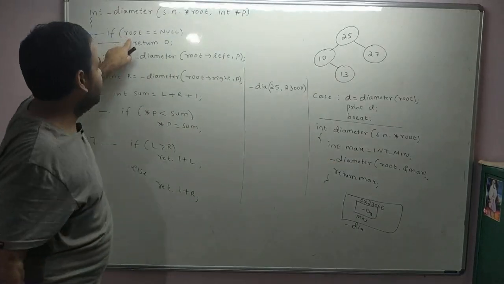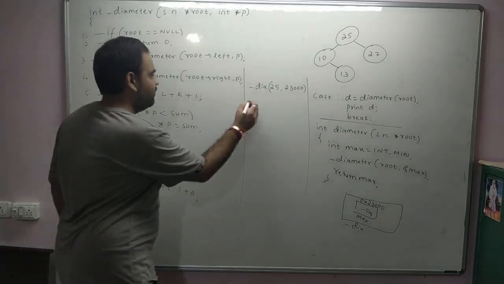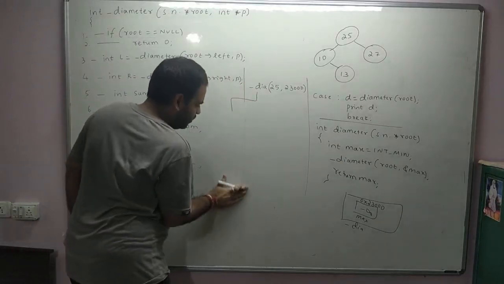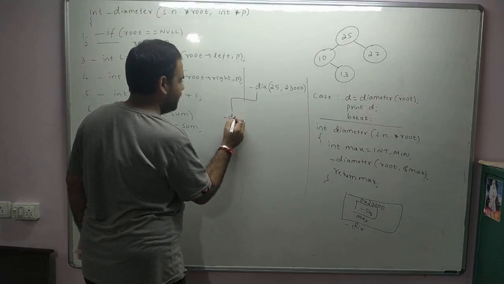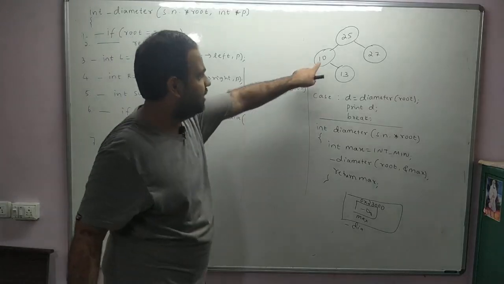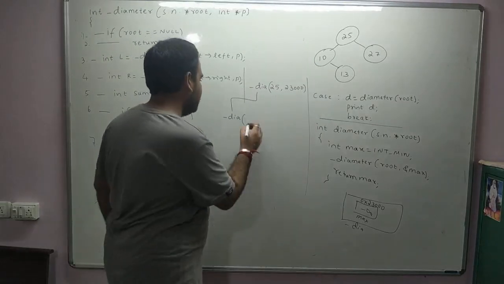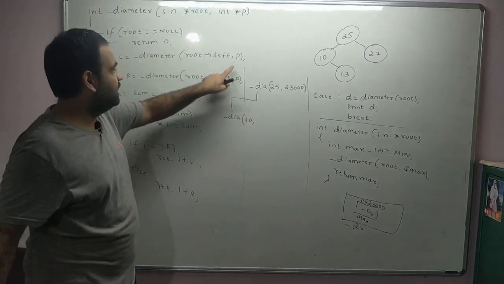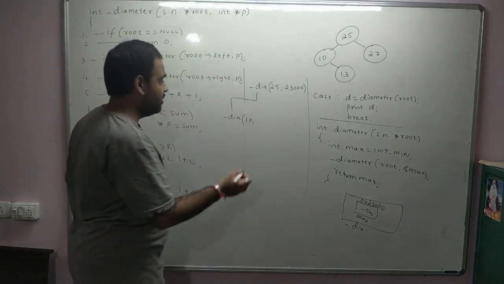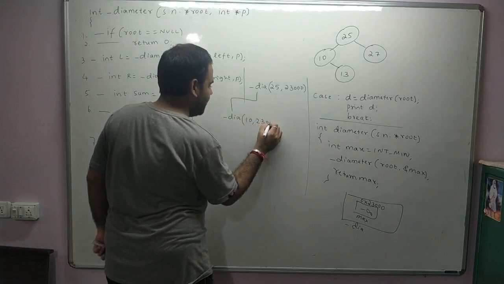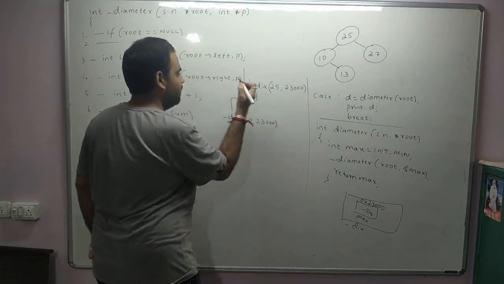Now is 25 equal null? No. Therefore we compute the function over here, _diameter of 25 arrow left. Now what is 25 arrow left over here? 10 and star P, that P is being passed as it is, that is 23,000 is passed as it is, and the return line number is 1.